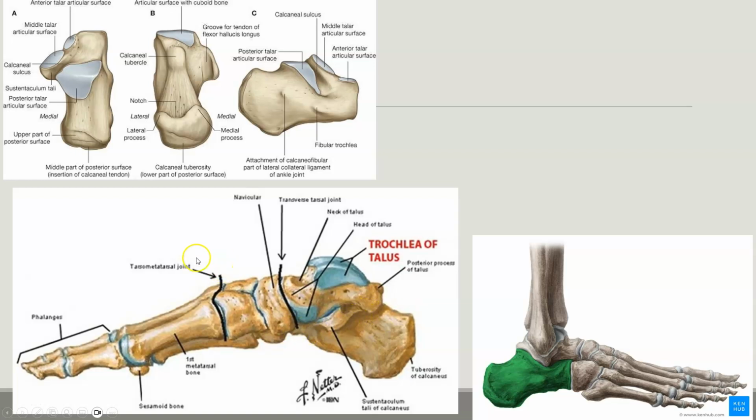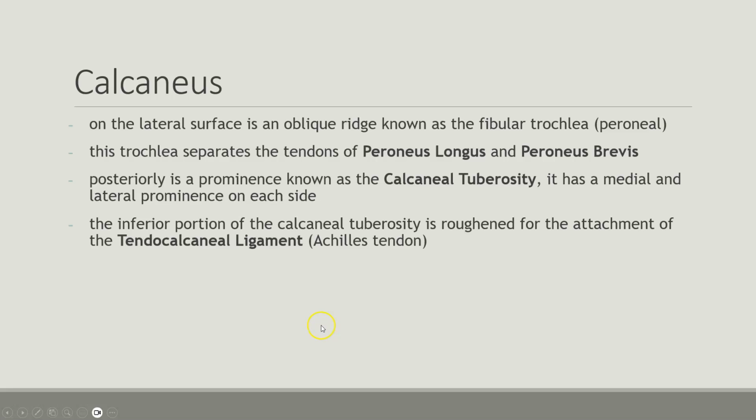So we can see we have the groove under here, under the posterior process, that continues under the sustentaculum tali. Here we can see our posterior surface. We can see the whole calcaneus sitting by itself, and we can see it here all together. On the lateral surface, there is a ridge, and this is known as the fibular or the peroneal trochlea.